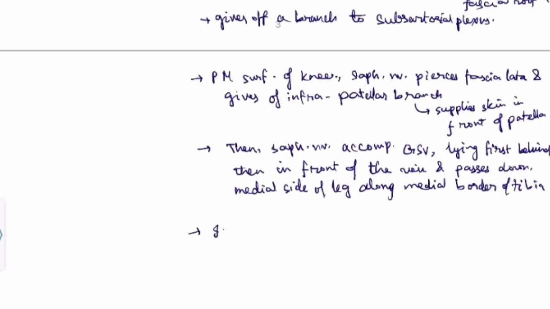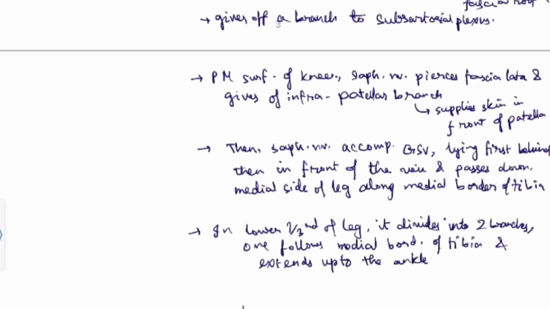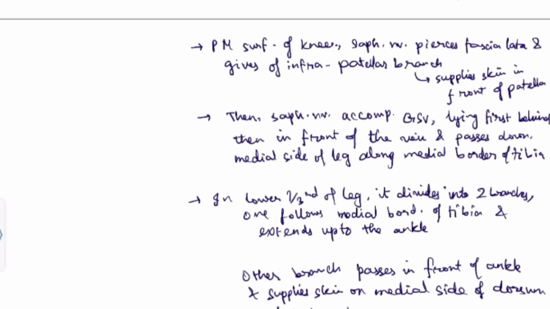Now, in the lower third of the leg, it divides into two branches. One branch follows the medial border of the tibia and extends up to the ankle. The other branch passes in front of the ankle and supplies skin on the medial side of the dorsum of the foot up to the ball of the great toe.